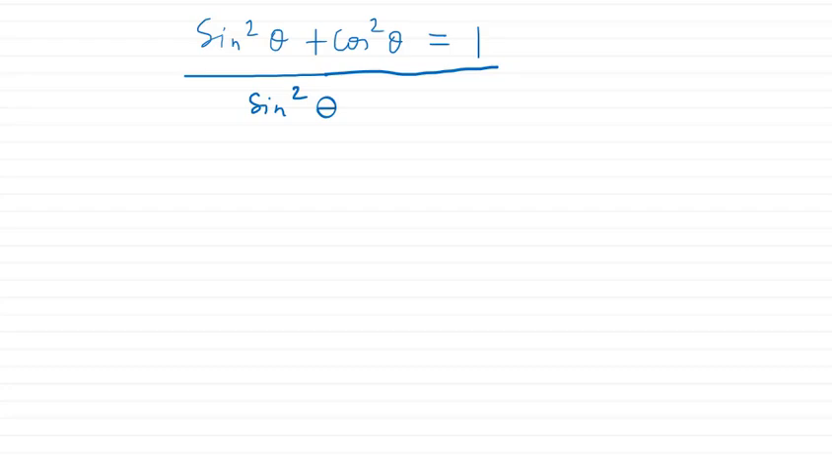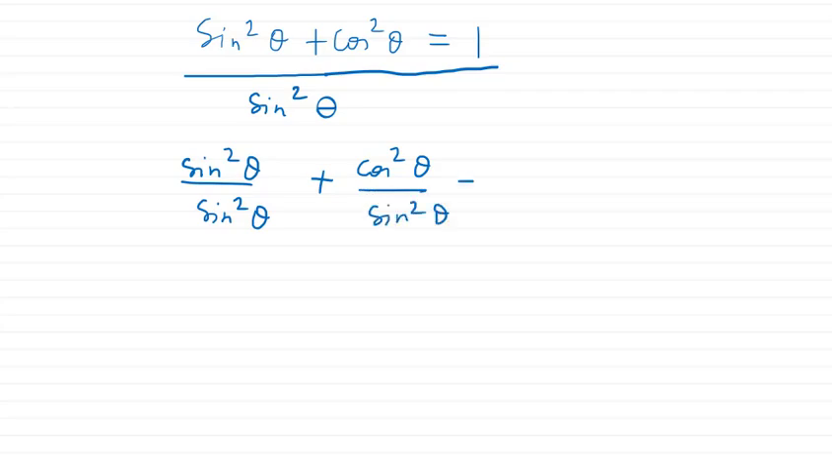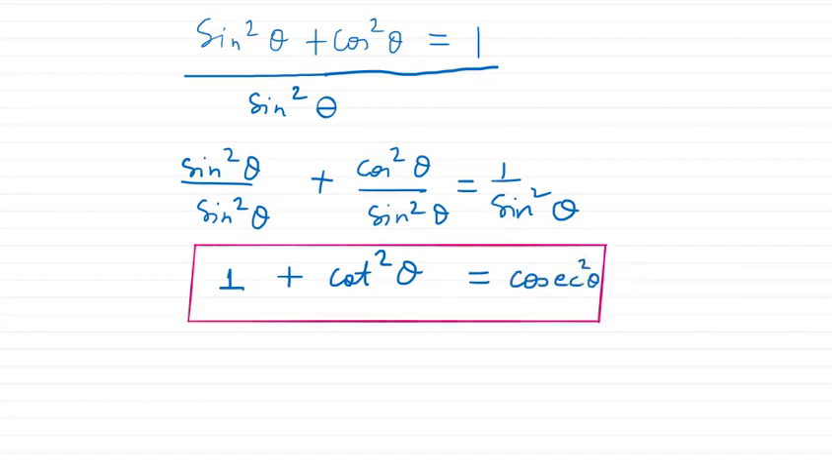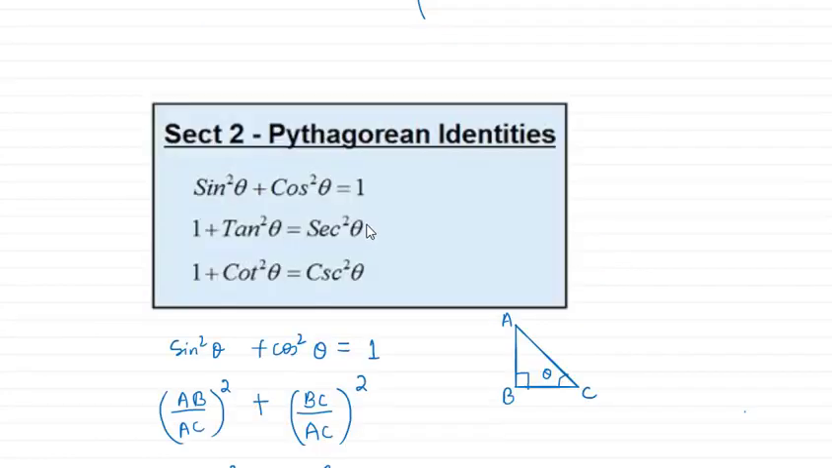It will be sine square theta divided by sine square theta, so that will be 1. Then cos square theta divided by sine square theta will become cot square theta, and 1 by sine square theta will become cosec square theta. So you'll get 1 plus cot square theta equals cosec square theta. So that is our third identity. We have proved all three identities. These three identities are very important.